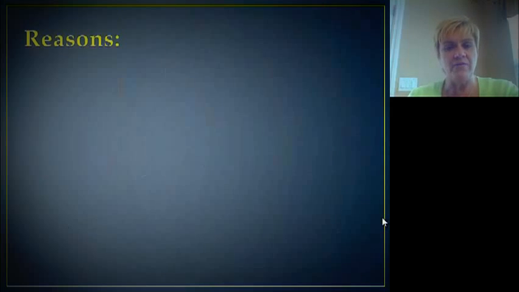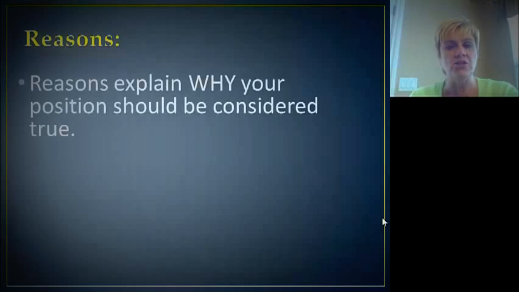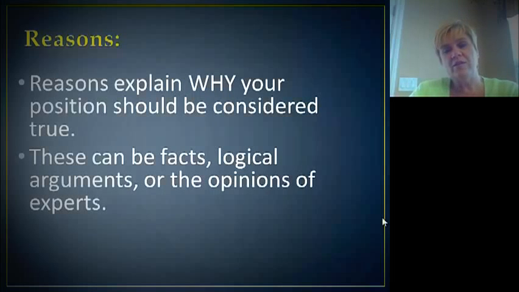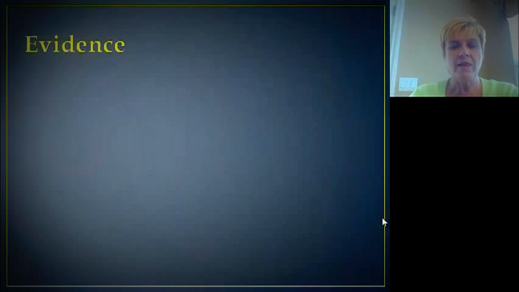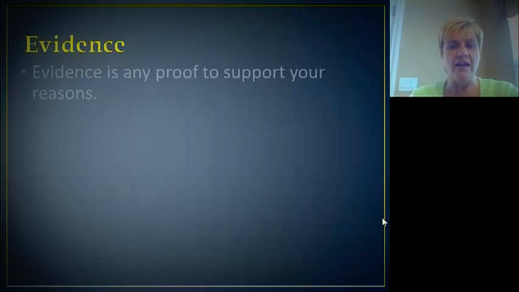Next comes the body of your paper. The body of your paper is made up of reasons why you should agree with my position. I'm going to explain why my position should be considered to be true. These reasons can be supported with facts, logical arguments, or should even include the opinions of experts. This is where evidence comes in. For every reason that you provide, you need to provide proof to support it.